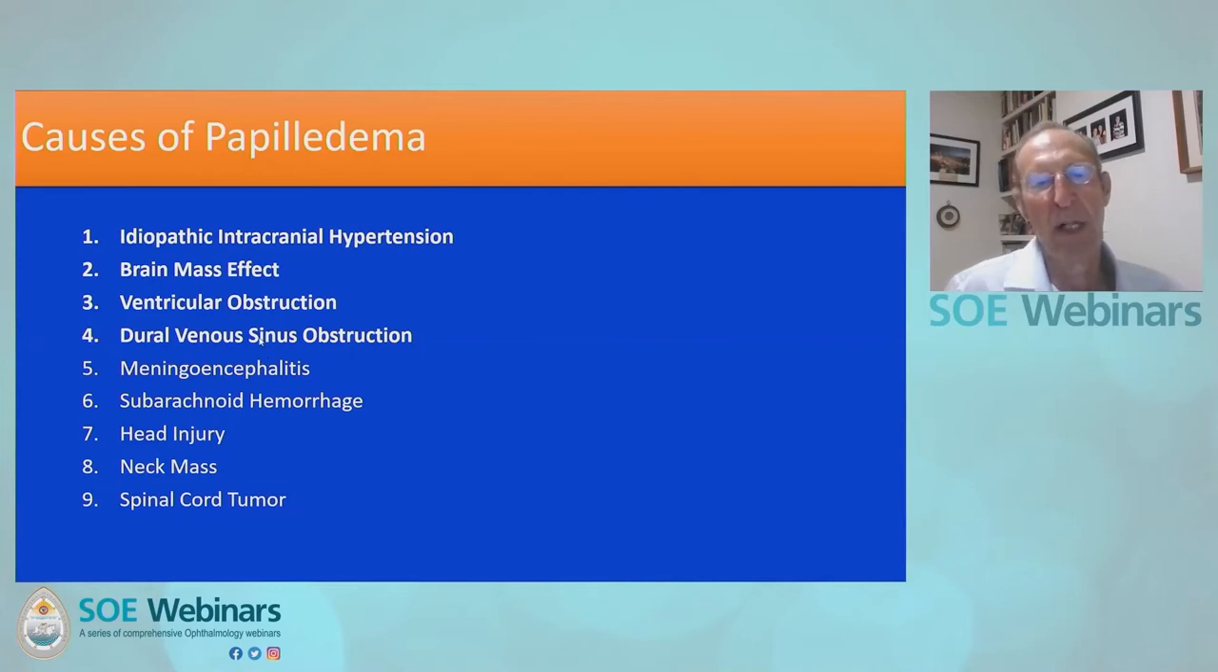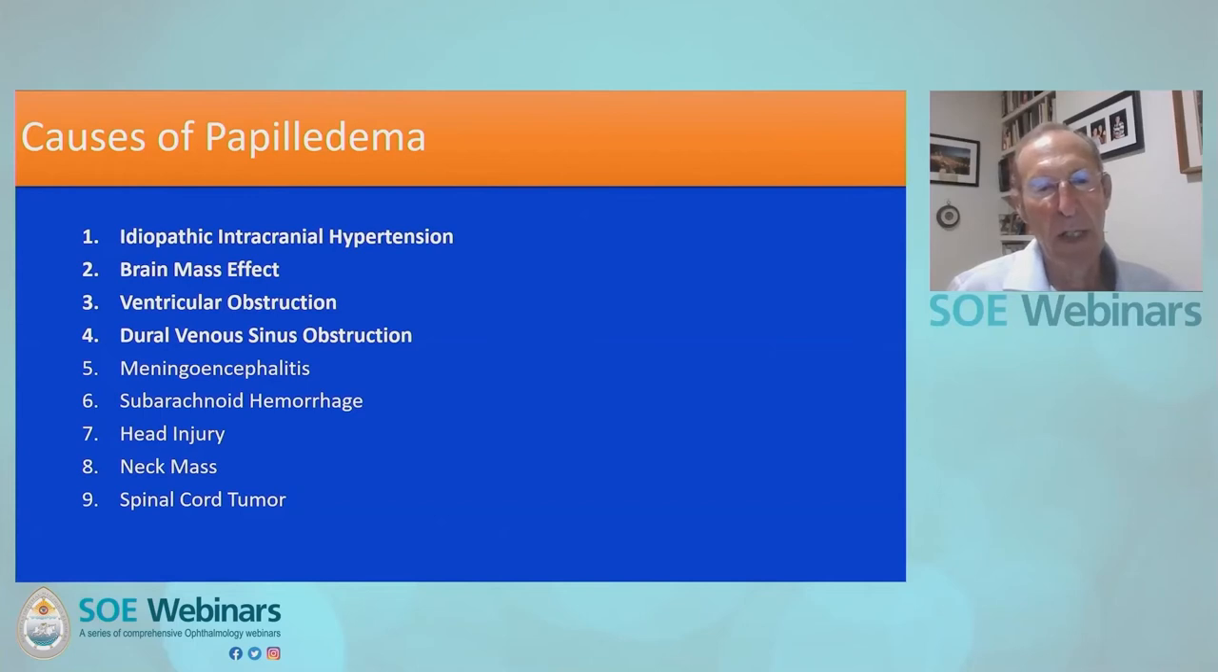It's a very effective cause of increased intracranial pressure. If you block the venous outflow to the brain, you will get papilledema. Meningoencephalitis can be indolent, it can be chronic and not very symptomatic. And that's one of the reasons why lumbar puncture is so often performed in patients with papilledema. Subarachnoid hemorrhage, head injury, neck mass, and spinal cord tumor. Those are less common causes for ophthalmologists, but they're always in the mix when it comes to thinking about papilledema. Spinal cord tumor is a very odd and rare cause, but you have to consider it, and so is a neck mass, because again, the veins have to drain through the neck, and you have to keep that in mind.